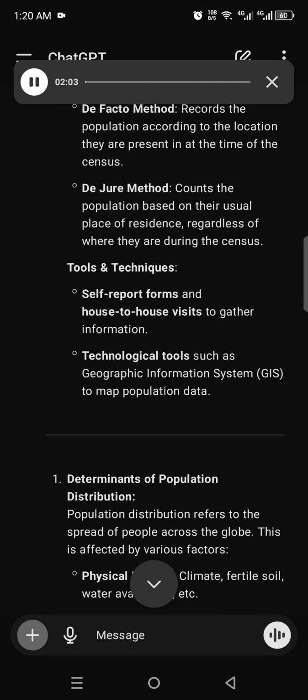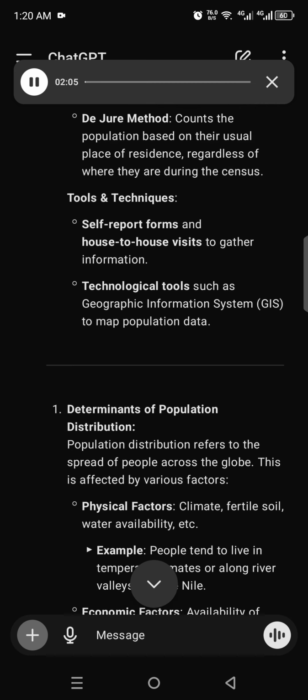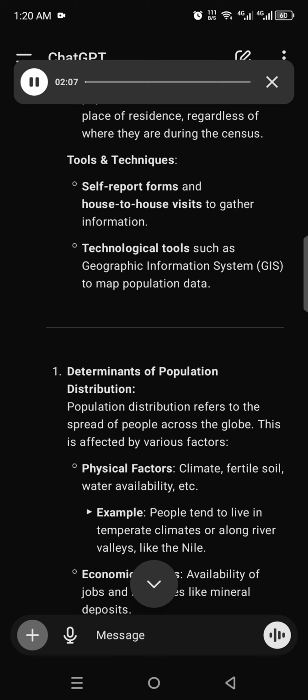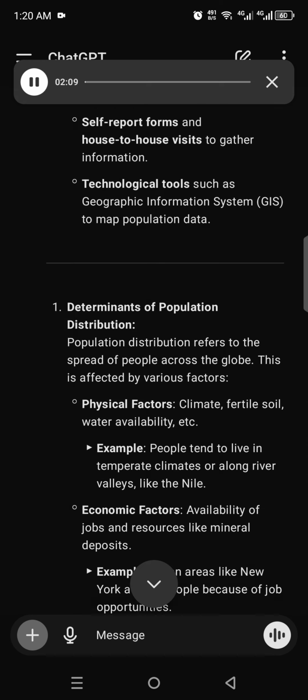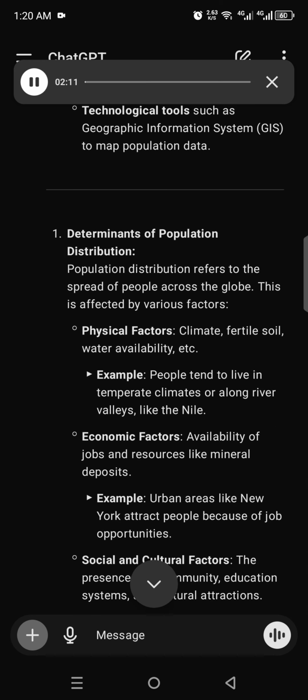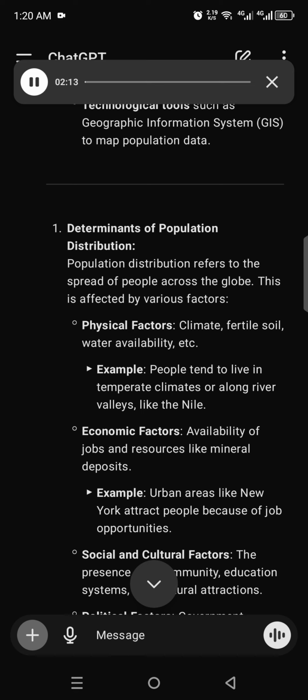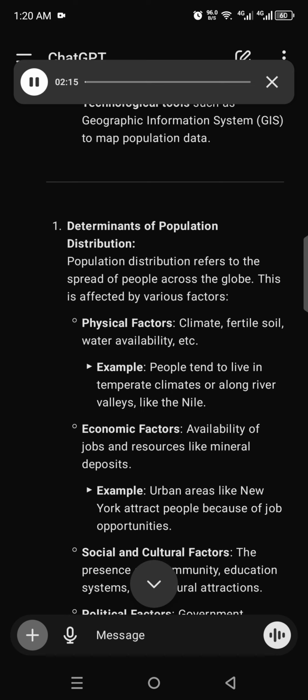9. Determinants of population distribution. Population distribution refers to the spread of people across the globe. This is affected by various factors. Physical factors: climate, fertile soil, water availability, etc. Example, people tend to live in temperate climates or along river valleys like the Nile.